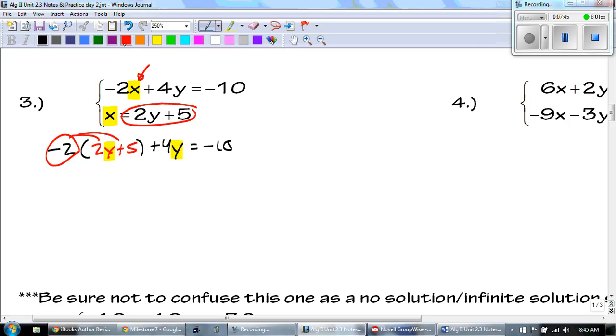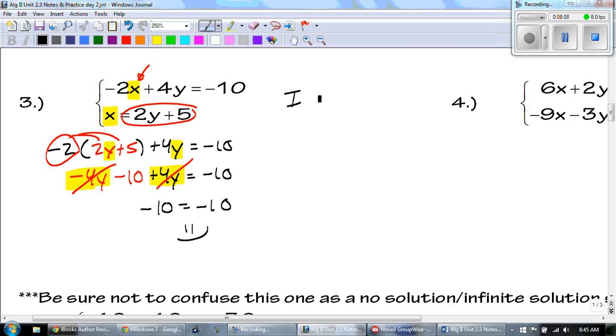Negative 2 times 2 is negative 4y. Negative 2 times 5 is a negative 10. Plus 4y equals negative 10. Find your like terms. And yep, they cancel. So we're left with negative 10 equals negative 10, which is a true statement. So our final answer is infinite solutions.